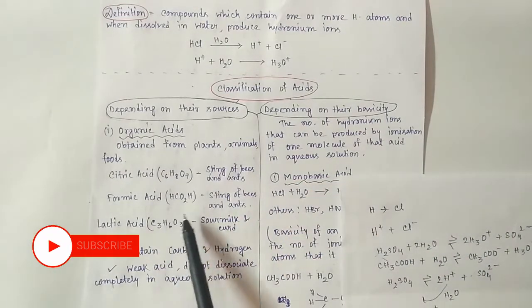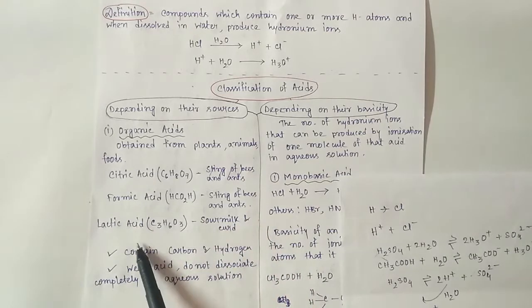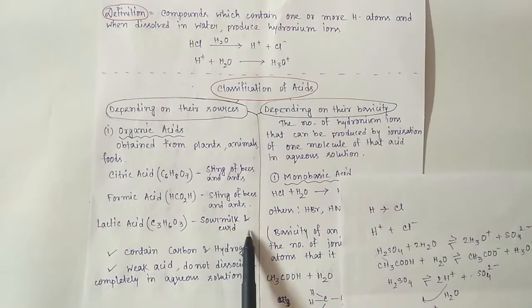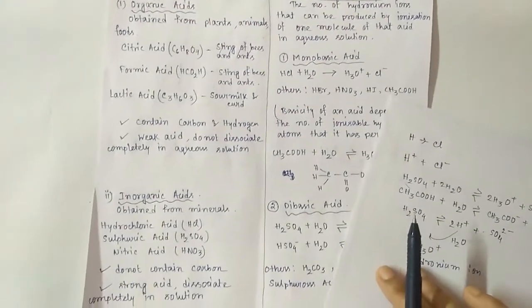And formic acid is present in the sting of bees and ants, and lactic acid you can find in foods like sour milk and curd. I have told you that they are weak acids because their tendency to dissociate in water medium is very low. They do not dissociate completely in aqueous solution. That is why they are called weak acids. Okay, so next move on to inorganic acid.